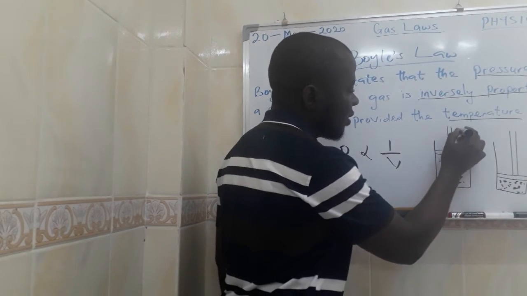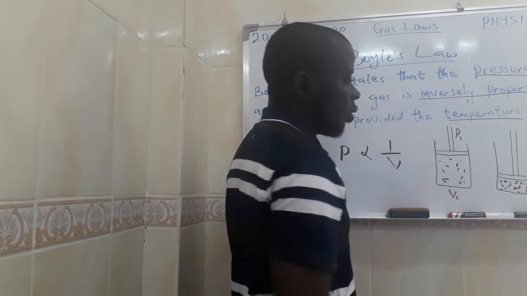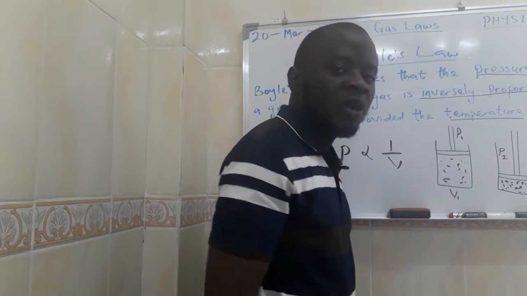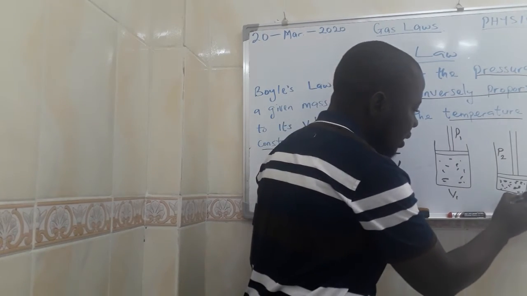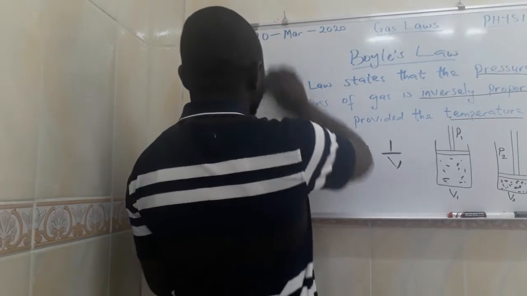Now here my pressure is pressure 1 and my volume is volume 1. When I change the pressure, I have my pressure to be pressure 2, the new one. Then the new volume will be volume 2. Now let's try to understand what happened to the equation. Now I can remove this.